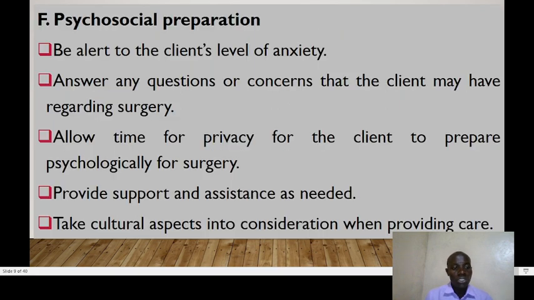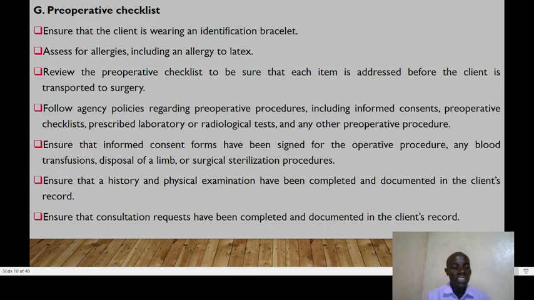In terms of psychological preparation, you need to be alert to the patient's level of anxiety. As an RN, you have to answer any questions or concerns that the patient may have regarding surgery. Remember, the initial teaching is normally done by the surgeon. The RN reinforces the information. Allow time for privacy for the client to prepare psychologically for the surgery, and provide support and assistance as needed. You also need to take cultural aspects into consideration when providing this care, so that you are providing culturally sensitive care to our patients.